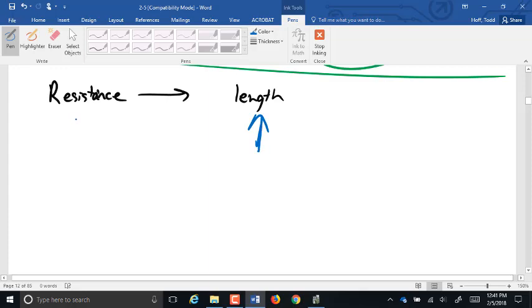does the resistance get higher or lower? Does a longer wire have more or less total resistance? More resistance. Very good. More wire to go through, more resistance. That's what's called a direct relationship.